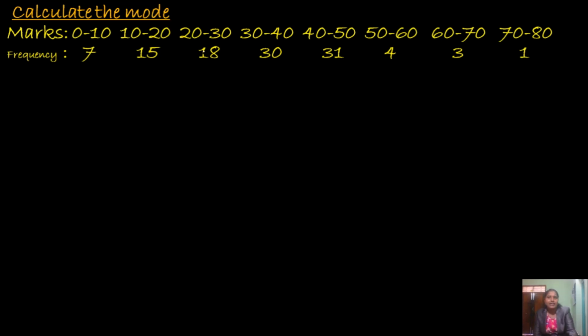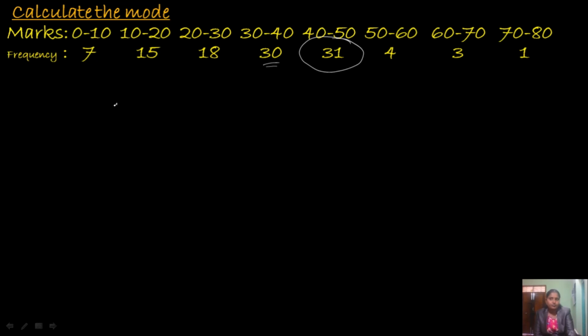You just look at the highest frequency here. 31 is the highest frequency, corresponding to the class interval 40 to 50. But the distribution is not regular, since the highest frequency is 31 and the next highest frequency is 30, and the difference between these two is very small, and also it is heavily concentrated on either side. So you could not find the modal value just by the inspection method.